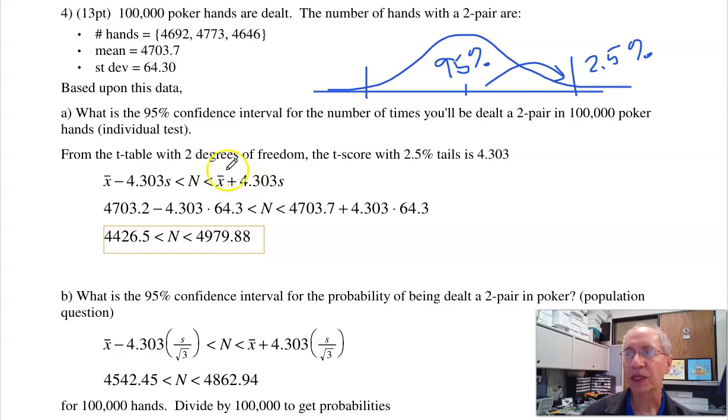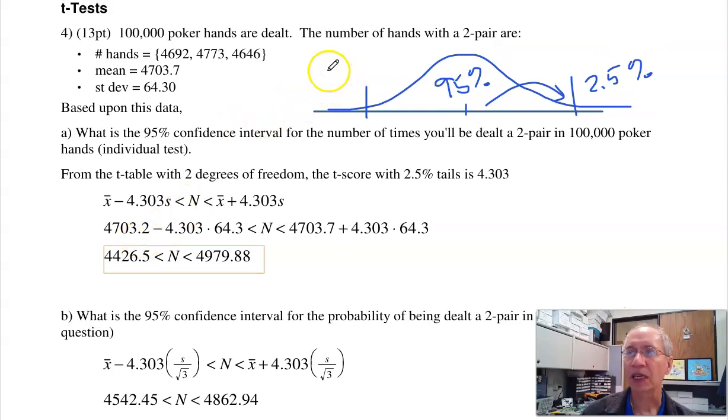So when I go left and right, 4.3 standard deviations, and that gives me these numbers. So the next time I deal out 100,000 hands of poker, the number of times I get a 2-pair should be somewhere between 4426 and 4979, with a probability of 0.95.